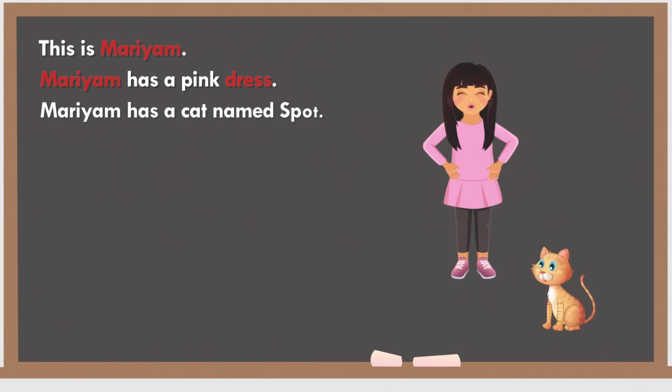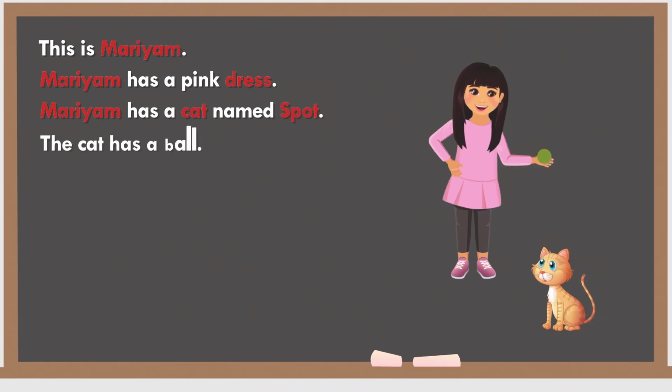Miriam has a cat named Spot. Can you find the noun in this sentence? Look for 3 nouns. That's right. Miriam, cat, and Spot. You did well. The cat has a ball. Go ahead, find the nouns. You got it. Cat, ball.